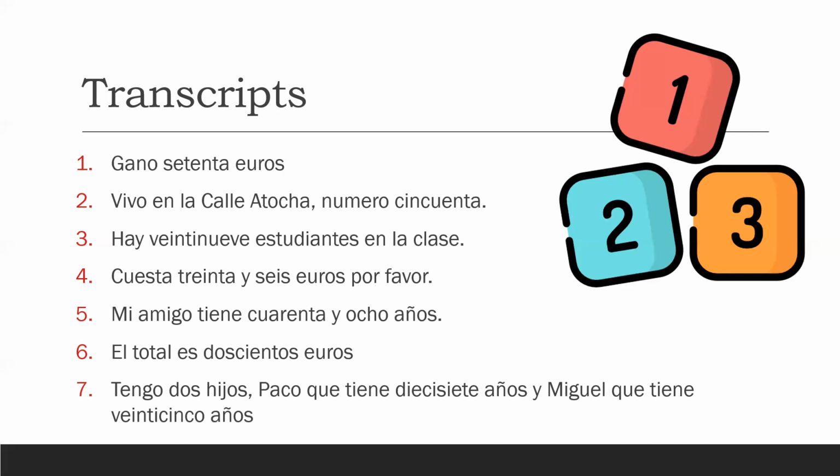Finally, to our last sentence, there are 3 numbers actually hidden in here. The number dos, 2, the number 17, and the number 25. And what does the sentence mean? It says, I have 2 sons, Paco, who is 17 years old, and Miguel, who is 25 years old. Now, that was quite a challenge for us to do this listening, so well done if you've managed to pick up some numbers hidden within the audio recorded by our native speakers. Well done.